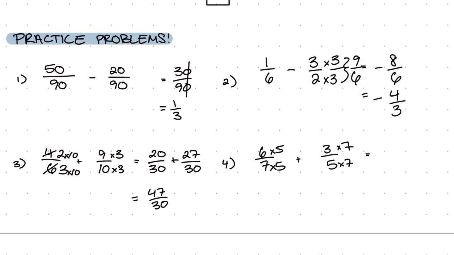but that's okay. So we have 6 times 5, which is going to be 30, over 7 times 5, which is 35, and plus 3 times 7, so that's 21 over 35. And then that's going to give us 51 over 35.